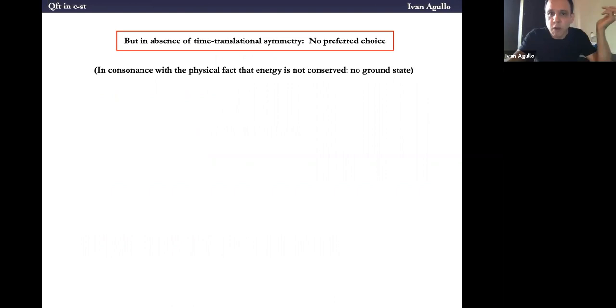What about if we don't have time translational symmetry, if the Hamiltonian is time dependent? Here I am preparing you for quantum fields in a curved background in which the metric may change in time. So there is no preferred choice. There is no choice in which everybody would agree. That is the mathematical statement, and the physical statement is that in time-dependent situations, we don't have a ground state. Energy is not conserved because the Hamiltonian is changing in time. So there is no preferred ground state, and therefore we have ambiguity.